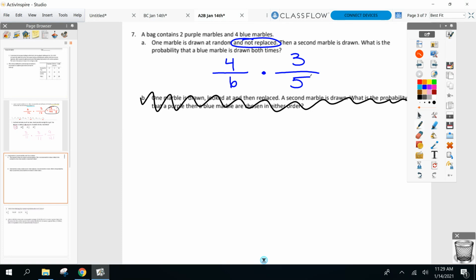Questions on that? That's different than the last problem because I'm not replacing here. And then 12 on top, 30 on the bottom. Feel free to leave that as an answer. If you want to go further, you can reduce it to now 2 out of 5.